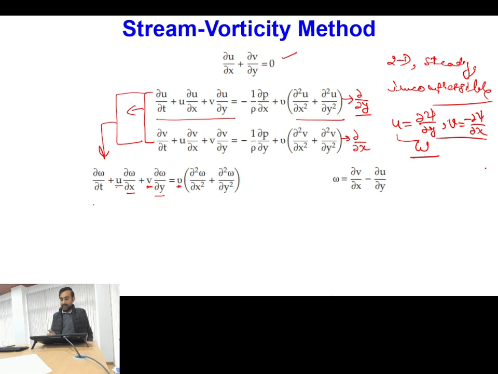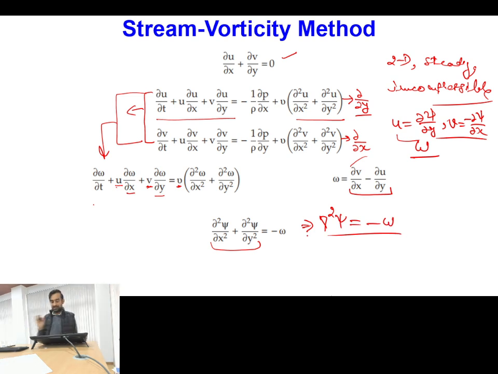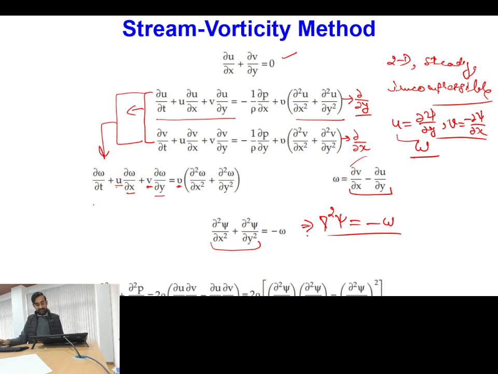Okay, and you know the definition of omega for a two-dimensional flow field is nothing but ∂v/∂x − ∂u/∂y. Another thing, in this definition, if you substitute the values of u and v, what will you get? You will get the Laplacian of the stream function equal to minus the vorticity field. Okay, so this is also something which we get over here.